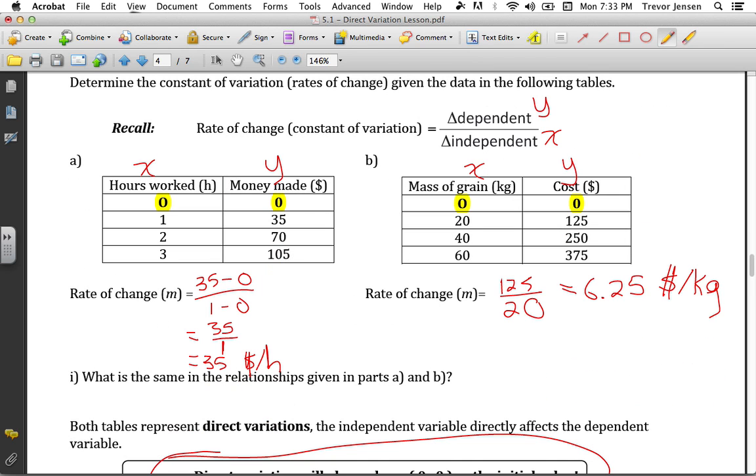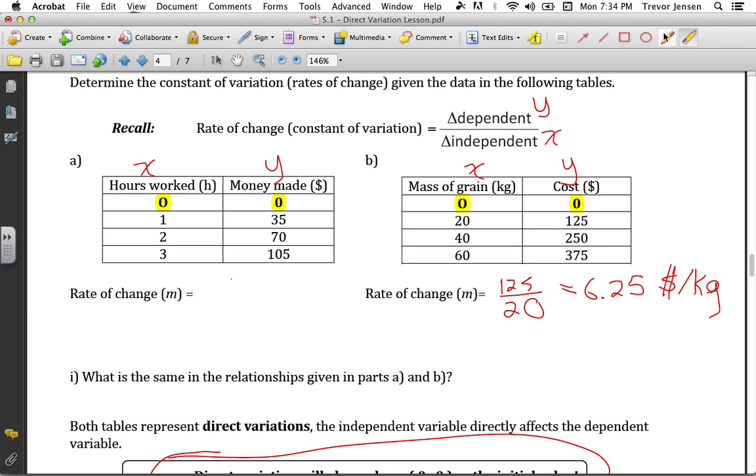So I just want to solidify this a little bit more. Let me just show you that it doesn't matter which two data points you choose to calculate your rate of change. So let me just get rid of this, and let's calculate our rate of change using two different data points, just to show you that it's going to be the same for all of them.